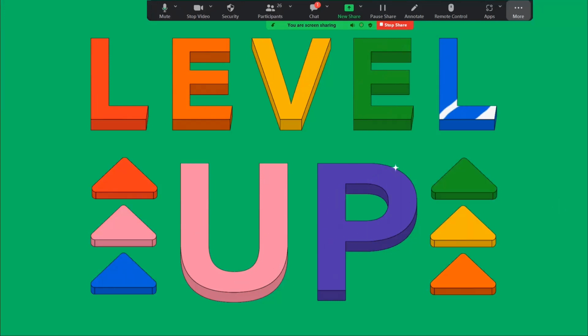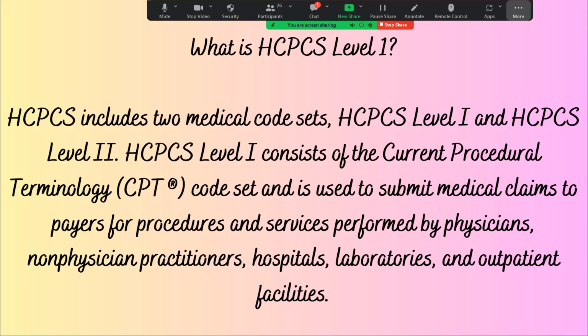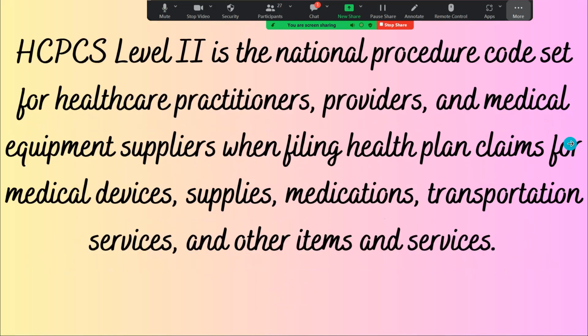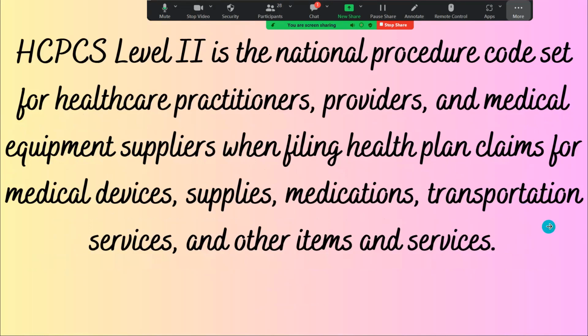Now let's talk about levels. There are different levels for our HCPCS. What is HCPCS level 1? HCPCS includes 2 medical code sets, level 1 and level 2. Level 1 is our CPT coding books. Level 2 is the National Procedure Code Set for healthcare practitioners, providers, and medical equipment suppliers. It's our HCPCS manuals. So CPT is level 1. HCPCS is level 2.